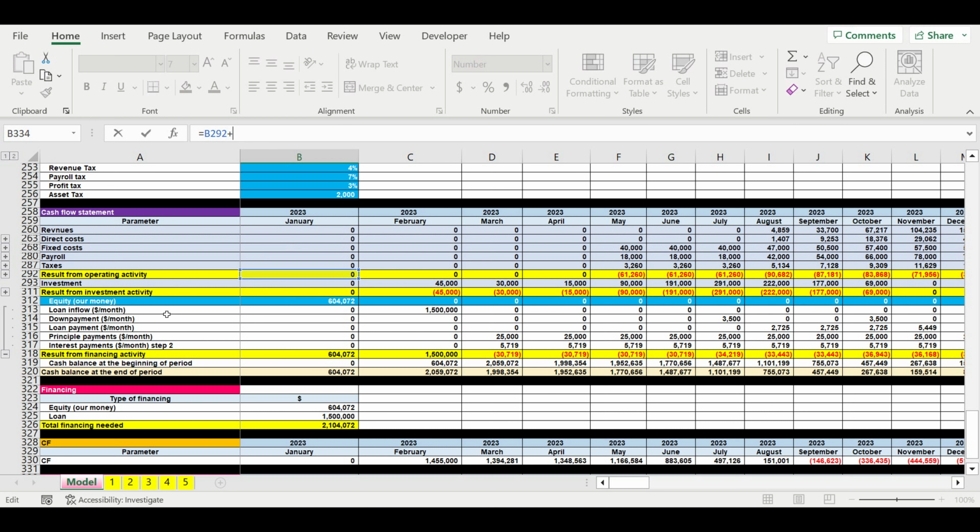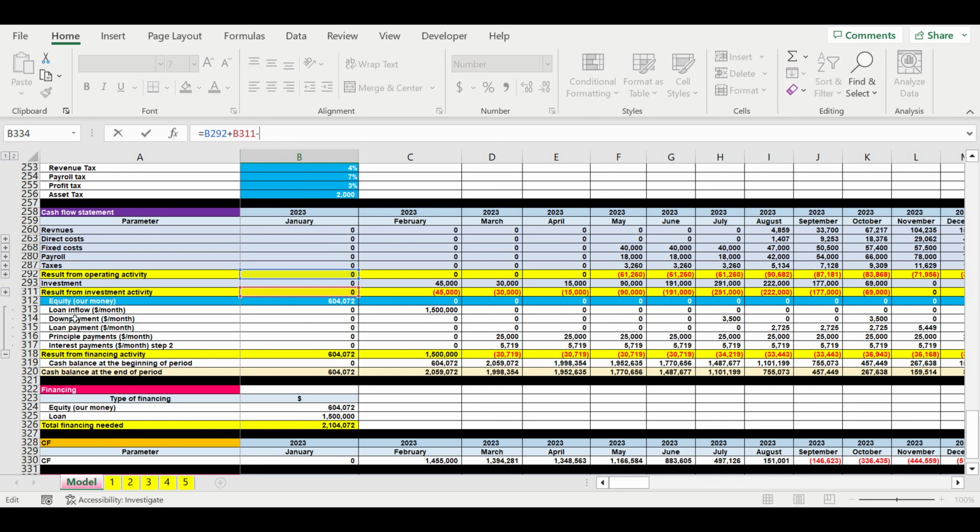This will be our investment costs with minus signs. Here they are. Then from financing activity, I'm taking only outflows, because if we add loan inflow and our equity, we won't be able to see, so we need to put equity and loan to avoid cash gaps.